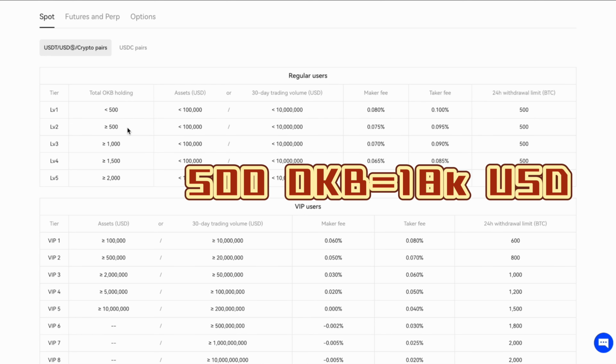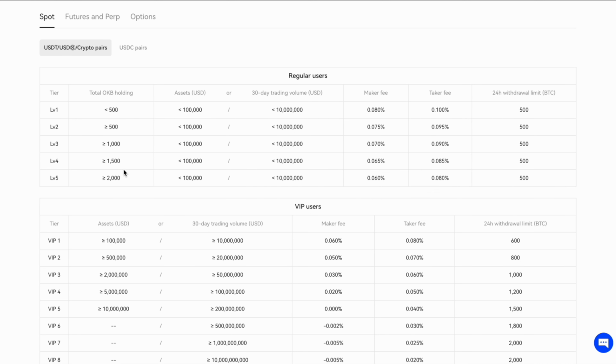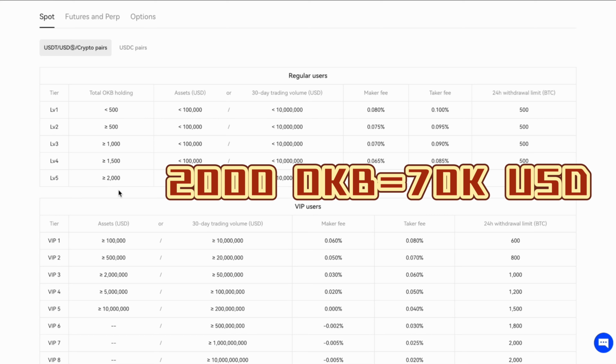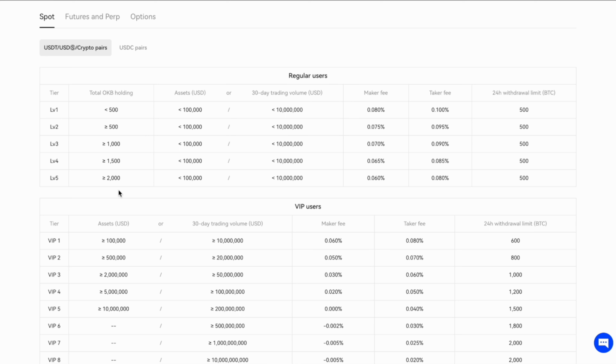500 OKB tokens at the time of this video is roughly equal to 18,000 US dollar. In order to get to level 5, you will need to hold 2,000 OKB, which is worth more than 70,000 USD. Quite unlikely given that you hold less than 100,000 US dollar in total balance on your account. If you hold more than 100,000 US dollar of balance in your account, you will automatically be granted tier 6 or VIP 1 already. You can rise the tiers based on your asset balance until tier 10 or VIP 5.